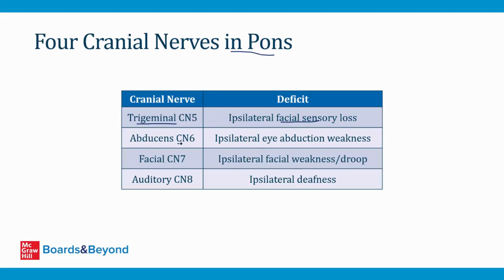Same for a lesion of cranial nerve 6, ipsilateral eye abduction being weak. Same for a lesion of cranial nerve 7, ipsilateral facial weakness or droop. And same for a lesion of cranial nerve 8, ipsilateral deafness. Any of these findings, which indicates a lesion of these cranial nerves, is going to localize a brainstem lesion to the pons according to the rule of fours.